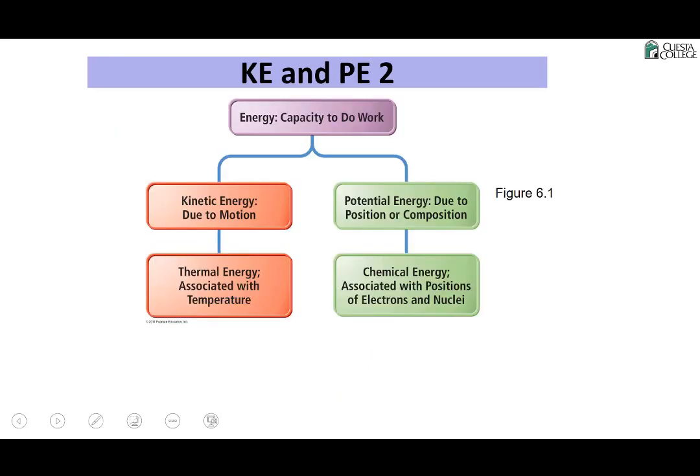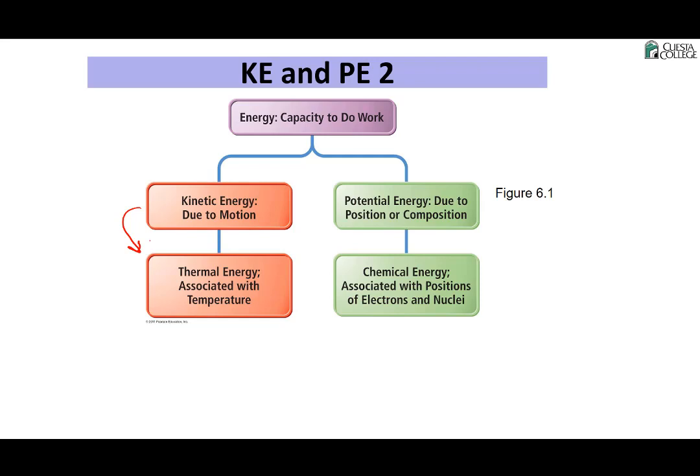There's a handy flowchart in your text about kinetic and potential energy. Kinetic energy is on the left, and kinetic energy, due to motion, is also related to temperature because temperature is associated with particles that are moving. The faster the particles wiggle and jiggle, the more kinetic energy they have, and the higher the temperature of that substance. On the right side of the diagram is potential energy.